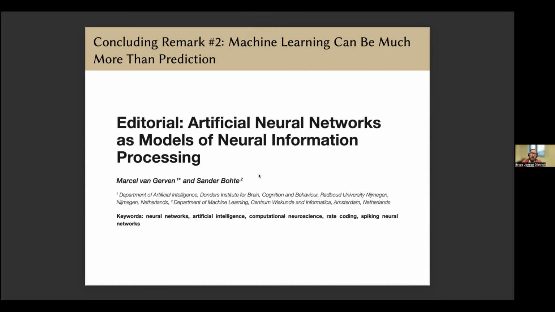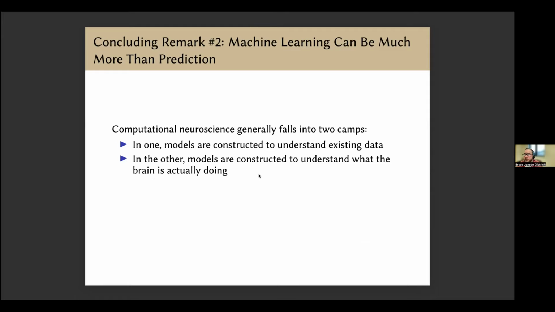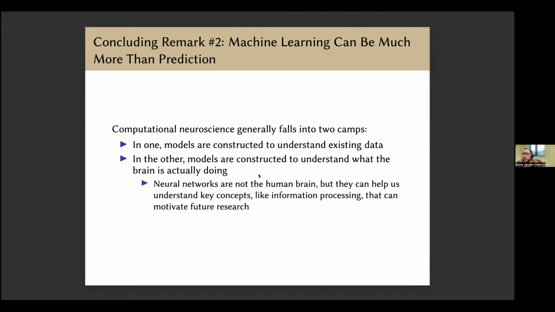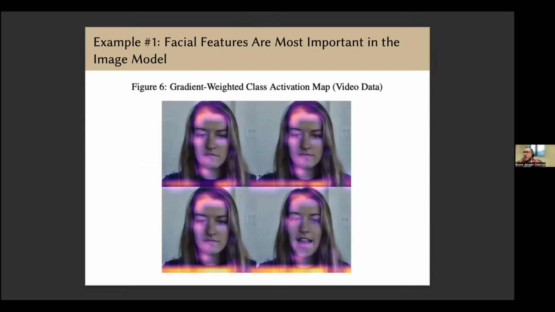So specifically, there are two camps within this literature. In one, models are constructed using existing data to understand existing data using a neural network framework. But in others, models are constructed to understand what the brain is actually doing. And I think that the second camp is something that has yet to come to political science or the social sciences, but I think it soon will be, based on what is happening in this field. Specifically in this paper, examples of this line of thinking are introduced in the appendix with respect to gradient class activation maps.